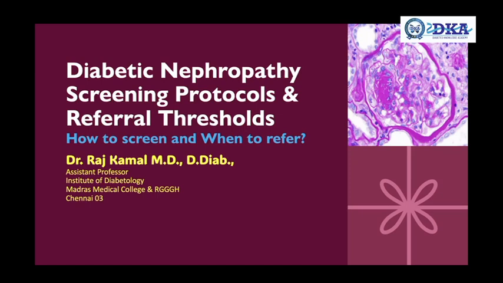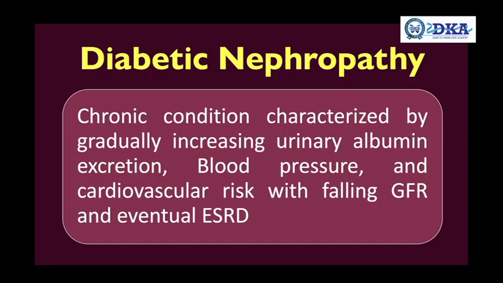I am Dr. Raj Kamal, going to present the topic on diabetic nephropathy, screening protocols and referral thresholds, which is nothing but how to screen and when to refer. To start with, what is diabetic nephropathy? It is defined as a chronic condition characterized by gradually increasing urine albumin excretion, blood pressure, and cardiovascular risk with falling GFR and eventually end-stage renal disease.